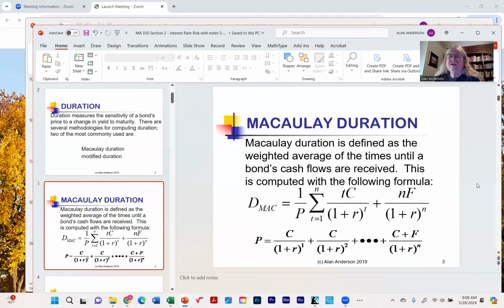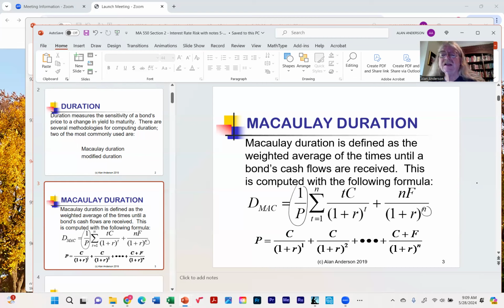So basically, what's changed here is that all of the coupons have been weighted by this variable T, which is the time until they're received. And then at the end, that N is also a time. Remember, we defined N to be the time at which we are repaid our principal or face value. So in other words, we're weighting each cash flow by the time it takes until we actually receive it. Then, of course, we add them up. And when we're done, we divide by the bond's price, or multiply by 1 over the bond's price. And this is our Macaulay duration.